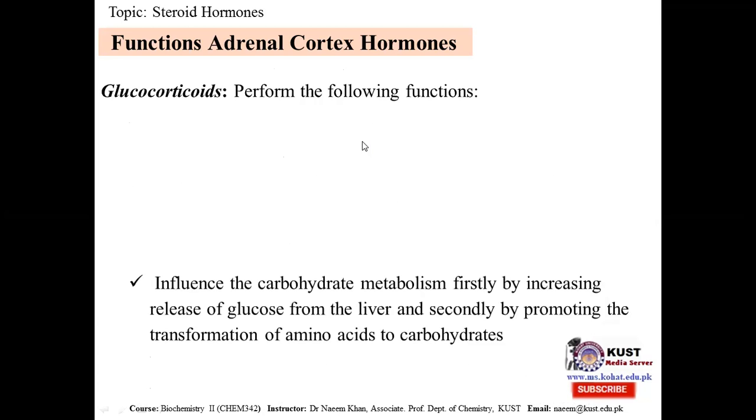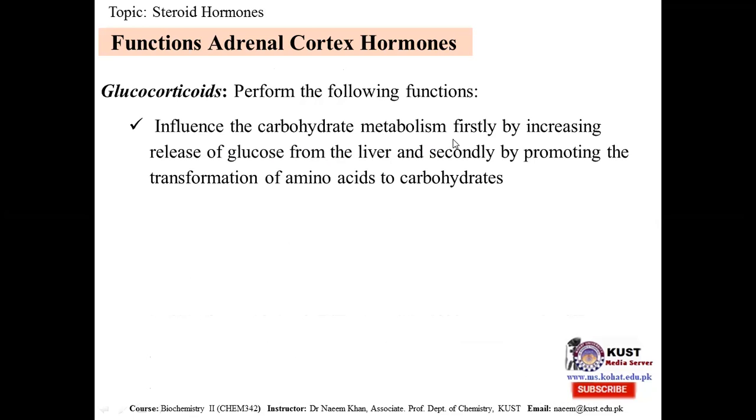Glucocorticoids perform the following functions. They influence carbohydrate metabolism, firstly by increasing the release of glucose from the liver, and secondly by promoting the transformation of amino acids to carbohydrates. Actually, gluconeogenesis and glycogenolysis are influenced by the corticosteroids. These hormones release carbohydrate from the liver by breaking down the glycogen stored in the liver. And secondly, they perform gluconeogenesis, that is, synthesis of carbohydrate from non-carbohydrate residues such as amino acids.